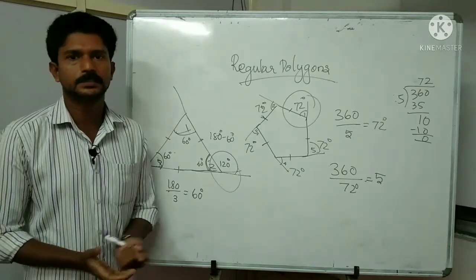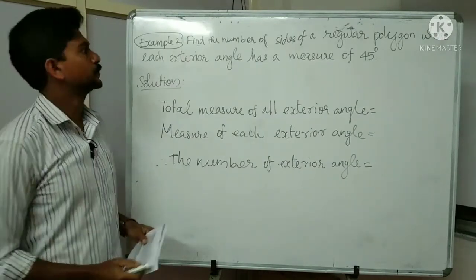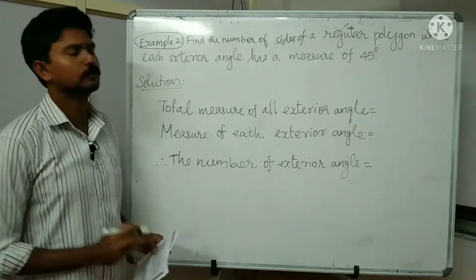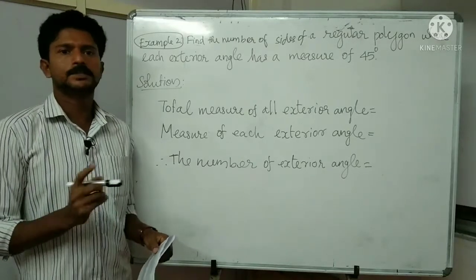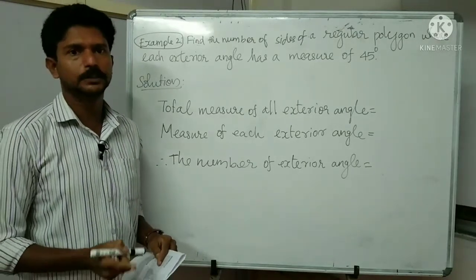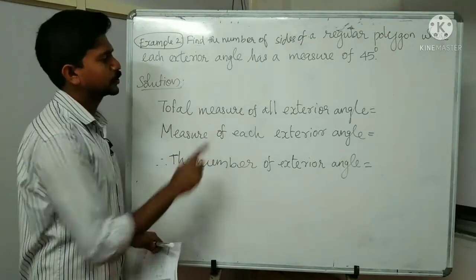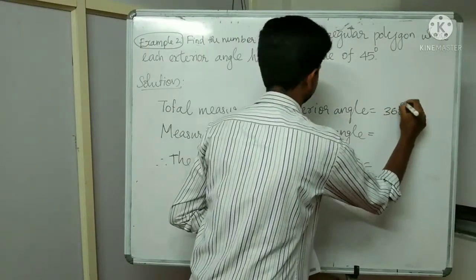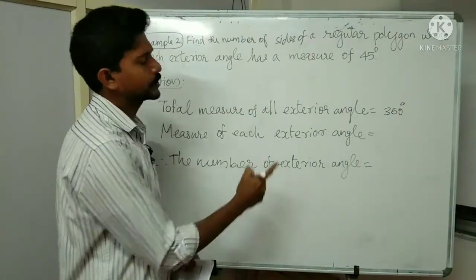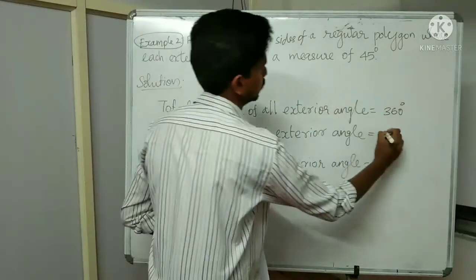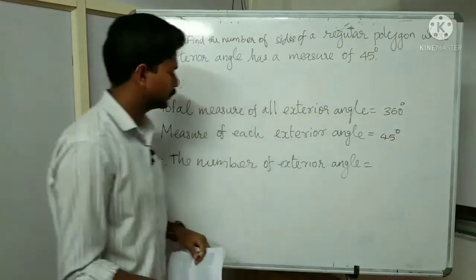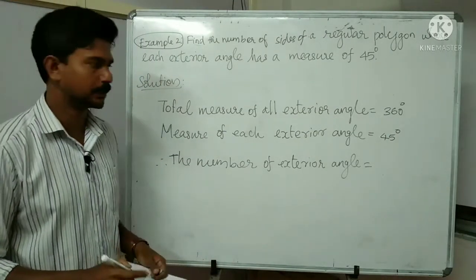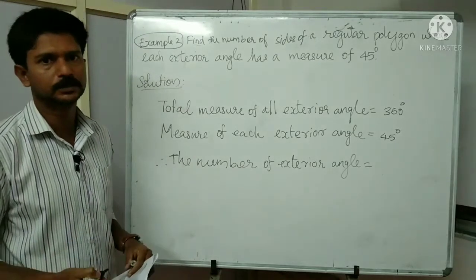Let us see the next, example 2. Find the number of sides of a regular polygon whose exterior angle has a measure of 45. So the exterior angle measure is 45, we should find the number of sides. The total measure of all exterior angles, we know, is equal to 360 degrees. The measure of each exterior angle is 45. So what do we have to do to find the number of exterior angles? The number of exterior angles is equal to the number of sides.